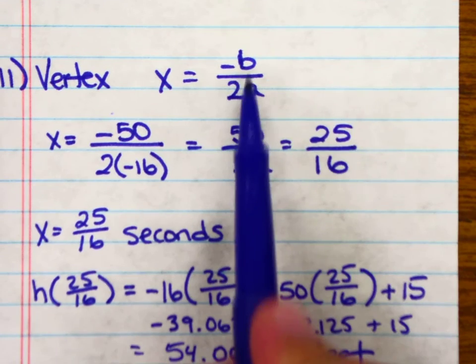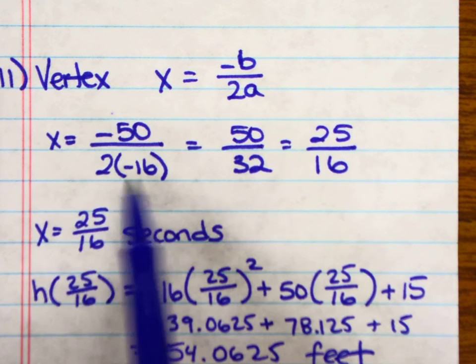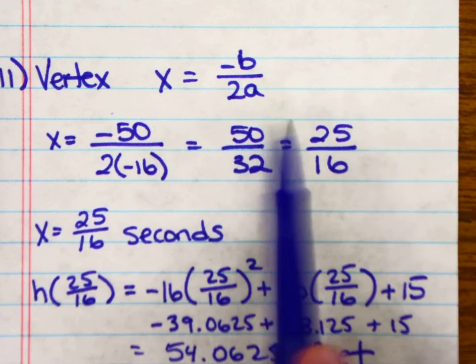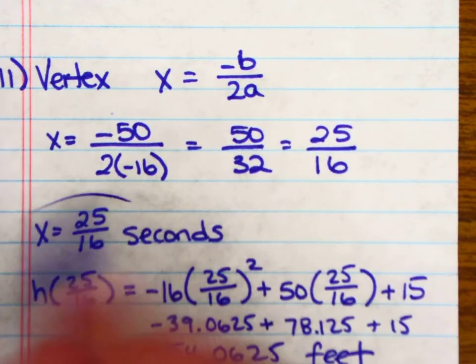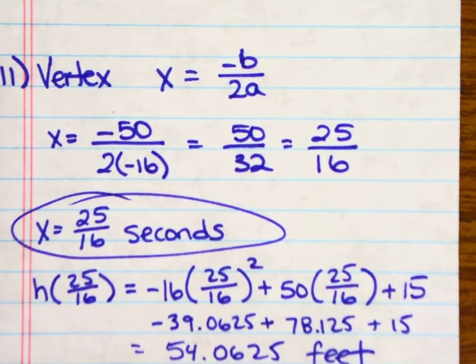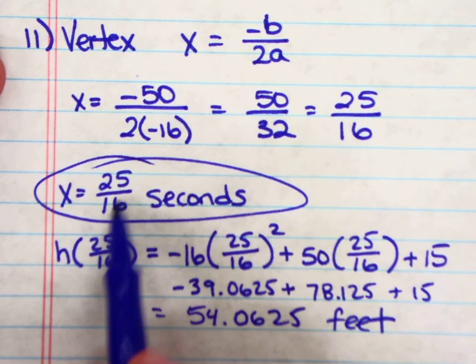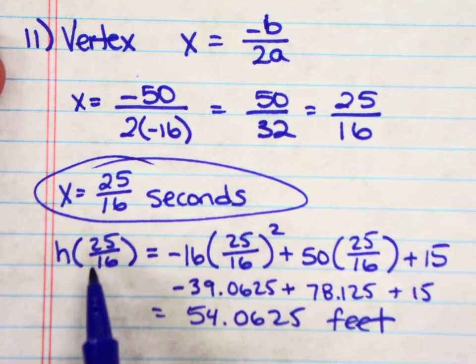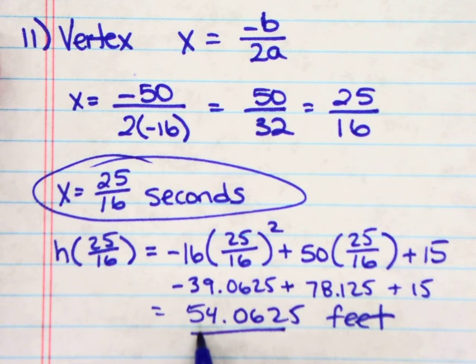X equals -b over 2a. So x equals -50 over 2 times -16. And you get 25 over 16, and that's in seconds for time. To see what that height will be at 25 over 16 seconds, we plug in 25 over 16 for x. You can type this right into your calculator, and you would get a height of approximately 54.06 feet.